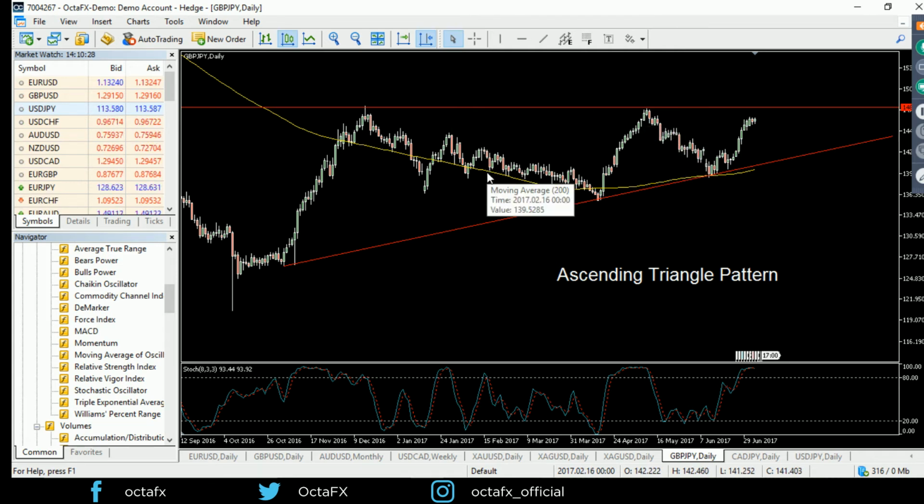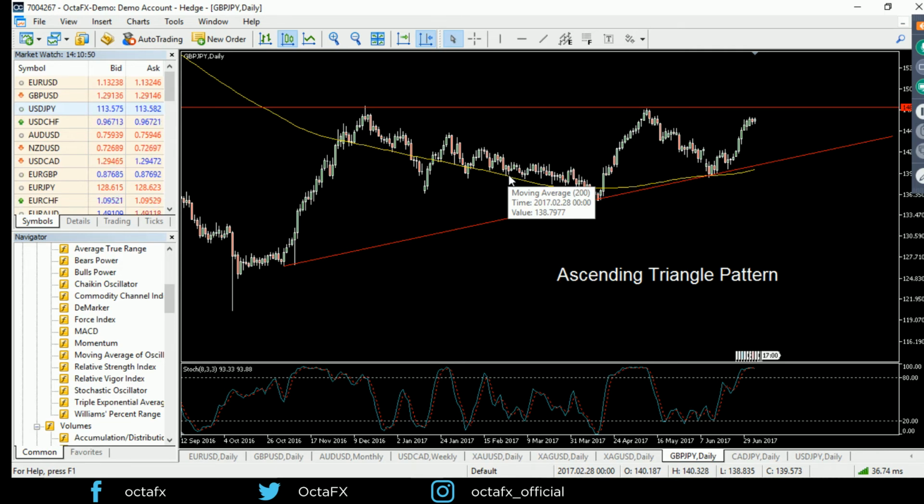Pulled up the 200 period simple moving average, and we can see that this has really come into play. Look at how many times the 200 period simple moving average has been tested here, multiple times. You could almost develop a trading strategy just off of this, trading a bounce off the 200 period simple moving average.